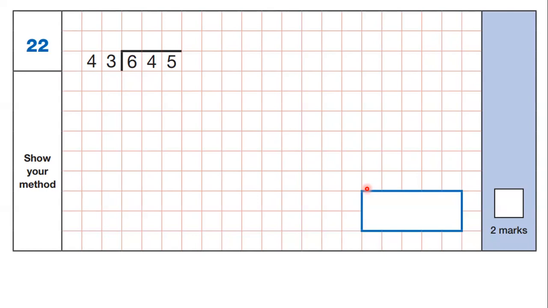Question 22. 645 divided by 43. So we need our 43 times table. 43 is of course 1 times 43, but if we add another 43, we get 86. So that's 2 times 43.